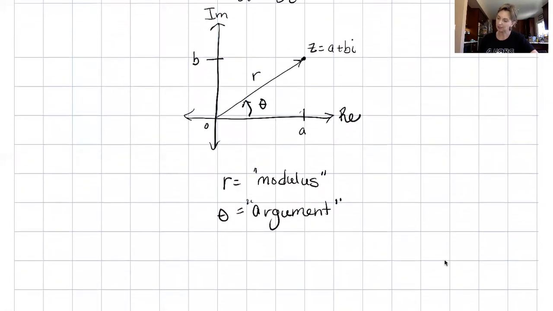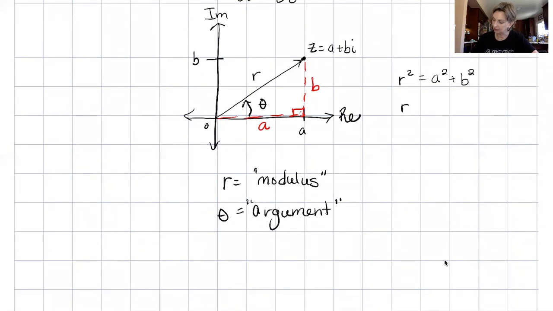So first let's talk about finding the modulus. If I look at this picture I've drawn and think of this as a right triangle, then the length on the vertical side would be b, and the length on the horizontal side would be a. If I want to solve for the hypotenuse, I could use the Pythagorean theorem. That would be r squared equals a squared plus b squared.